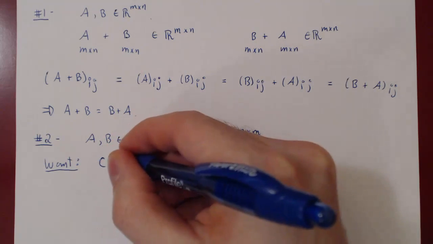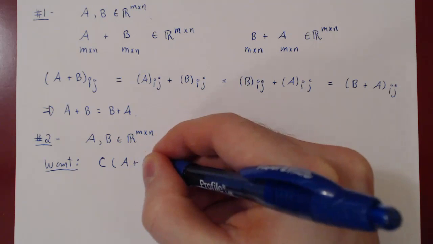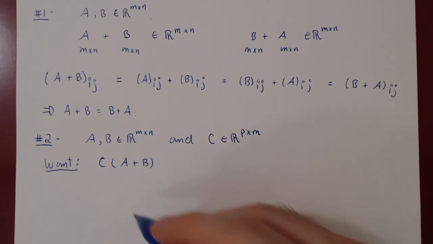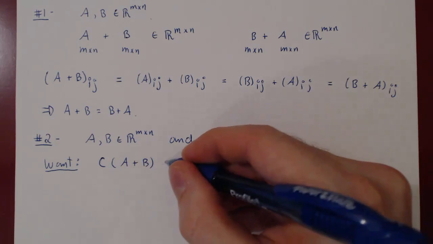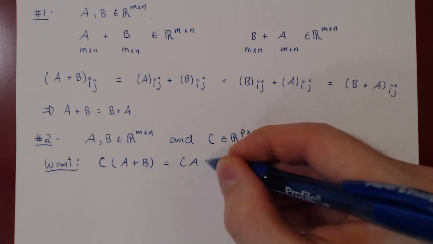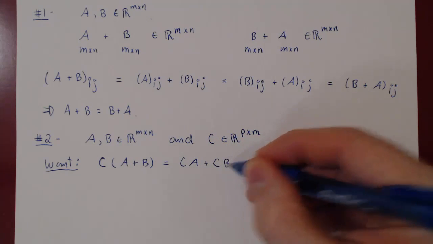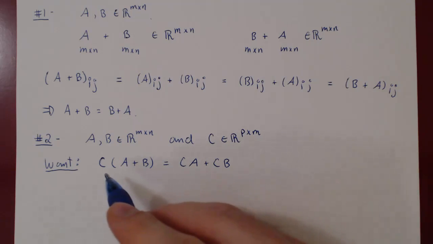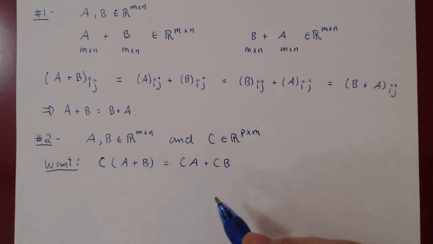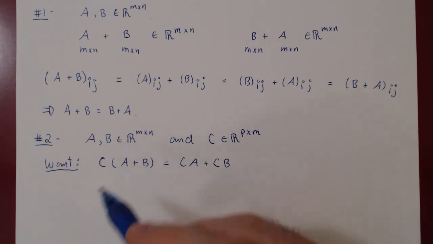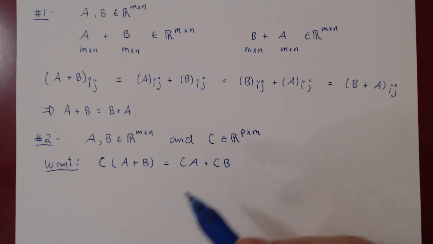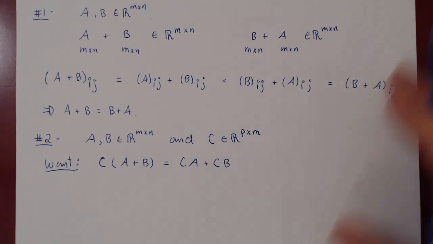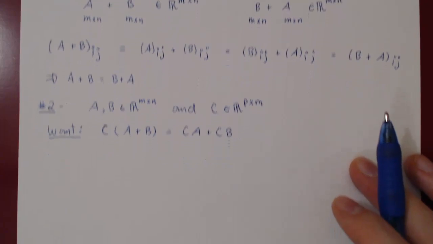that if we do C times A plus B, we can distribute the multiplication. This is simply C times A plus C times B. A well-known property of real numbers, which also is true of matrices. Well, again, to prove that matrices are equal, we have to prove that they have the same size and the same corresponding entries. Let's prove that they have the same size and then the same corresponding entries.